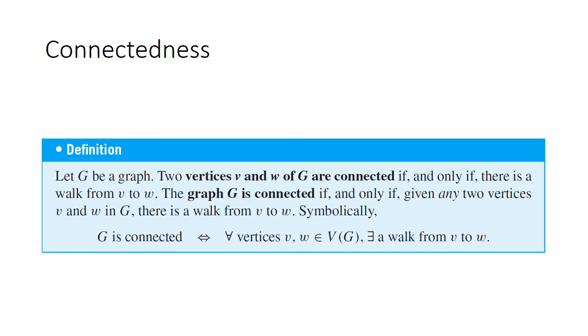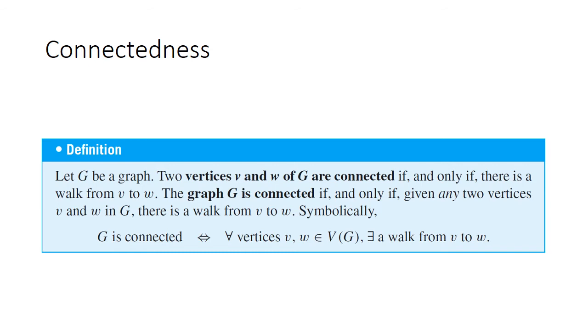Okay, so now let's look at another definition related to graphs. Let G be a graph. Two vertices v and w of G are connected if and only if there is a walk from v to w. The graph G is connected if and only if, given any two vertices v and w in G, there is a walk from v to w. So symbolically, we say that G is connected if and only if, for all vertices v, w in the vertex set of G, there exists a walk from v to w.